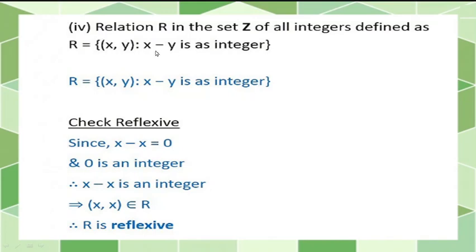Let's take the fourth part, x minus y is an integer. Here for reflexive we will take the same numbers, x minus x is equal to 0, and 0 is an integer. That was the relation, that the difference should be an integer. So x belongs to relation R is reflexive.